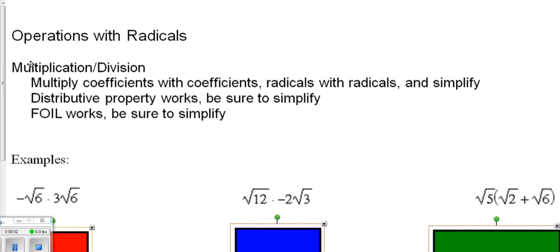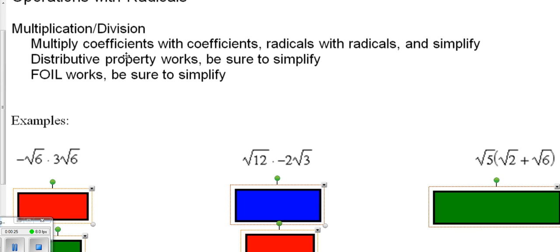Alright, for our second video, we're looking at more operations with radicals. We're looking at multiplication and division. For these first examples, we'll be focusing on multiplying. So, you always multiply the coefficients with the coefficients and the radicals with the radicals. So that's the numbers on the outside go together and the numbers on the inside go together. In the end, you just simplify everything.